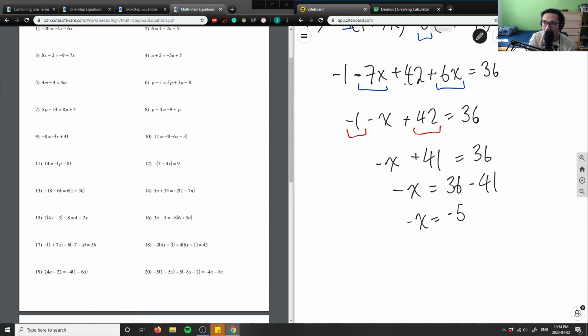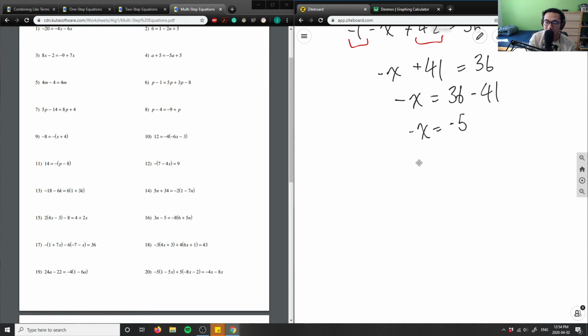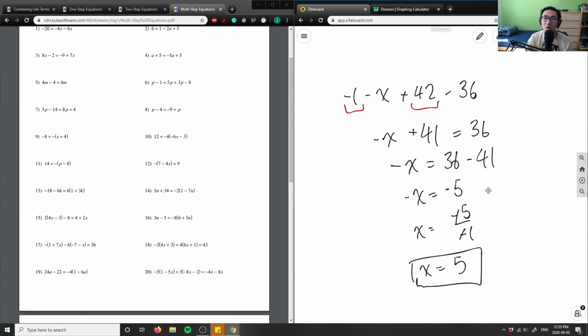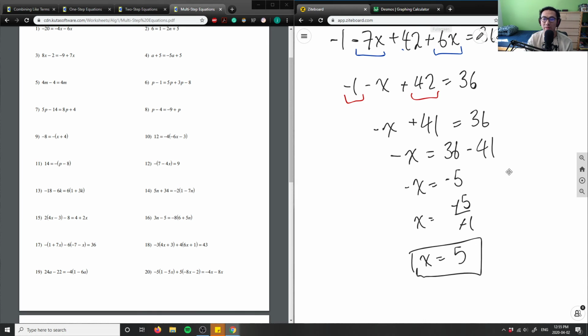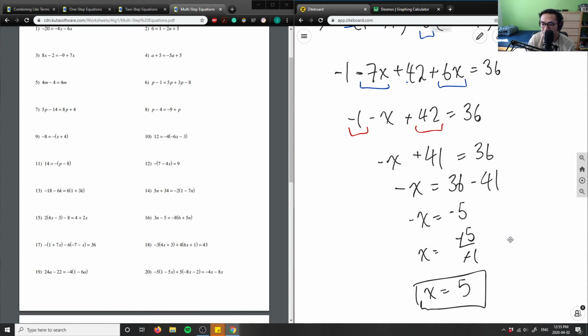And then my last step here is I have to get rid of this minus sign in front of the x, right? I have negative 1 times x, which means I'm going to have to divide both sides by negative 1. So I'm left with x equals negative 5 divided by negative 1. These minuses cancel out. 5 divided by 1 is 5. So x equals 5 will be our answer after all of this work.